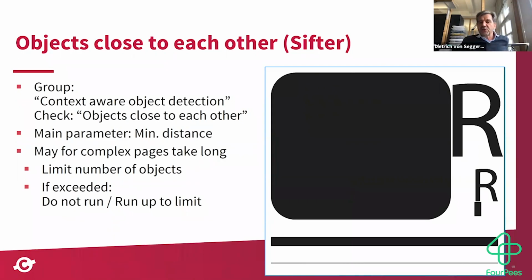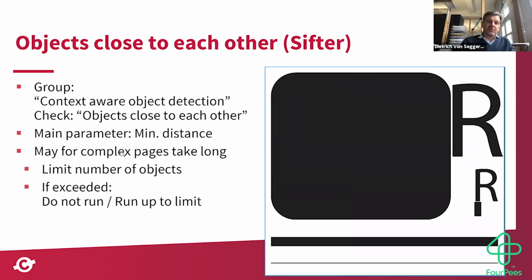The problem here is that, assume you have a page with a zillion of objects. Comparing each object against each other object takes a long time. And that is the reason why such a check was not present in context-aware object detection, or as we name it, Sifter, in the first place.